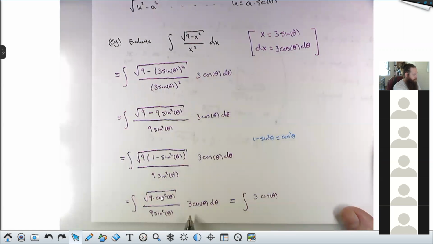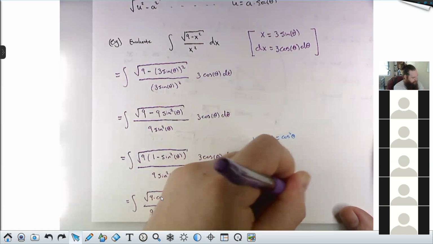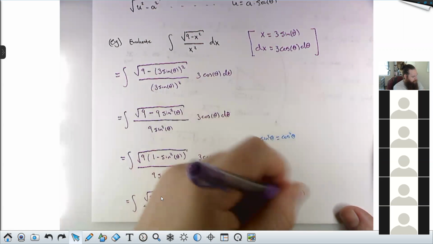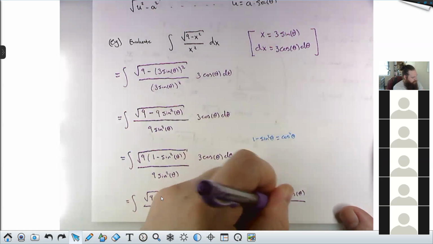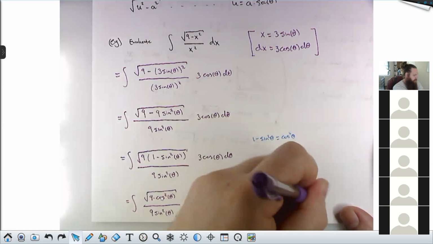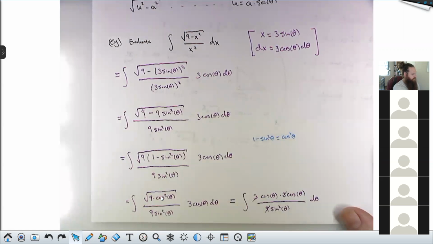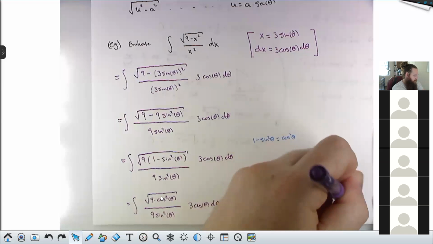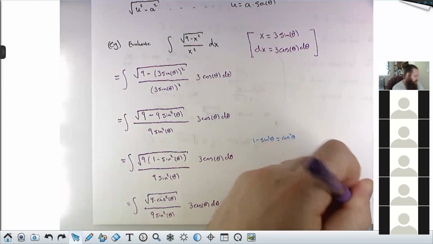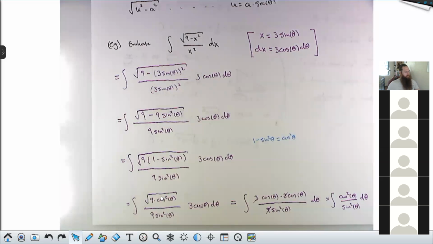All right, what else is going on up here? I've got a 3 cos theta. From the differential, I'll bring him up. And downstairs I have 9 sine squared theta. The 9 will cancel with the 3's. And you get cos squared over sine squared. We are out of time for today. So I'm going to leave this right here.